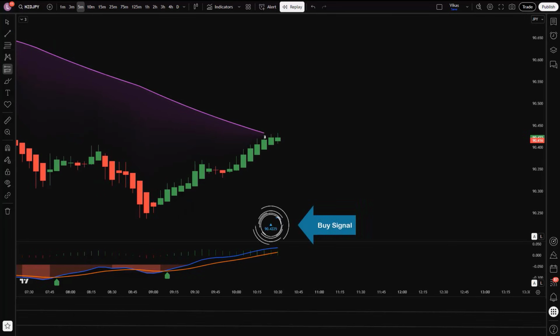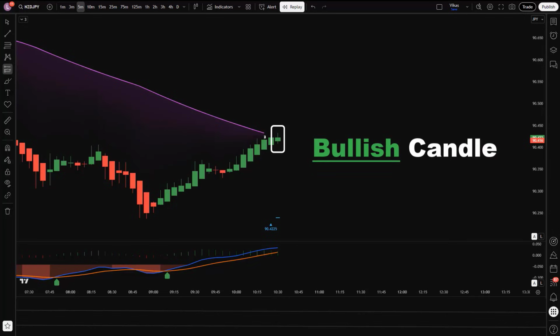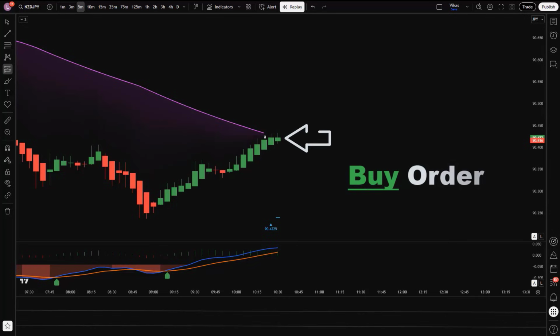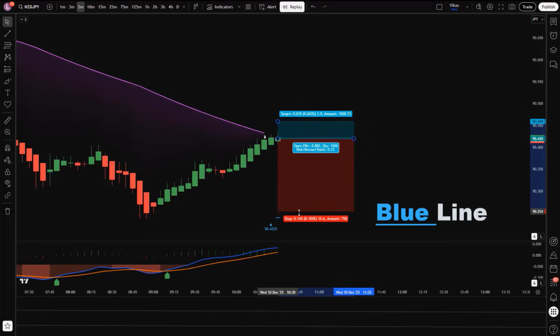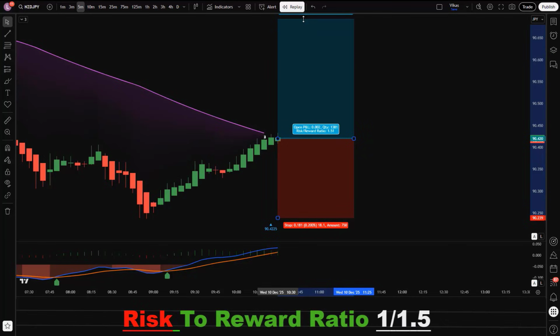When the Parabolic SAR indicator gives us a buy signal, the blue line of MACD Fake Filter RH should be above the orange line, and the market forms a bullish candle. If this condition is fulfilled, then we will place a buy order. Our stop loss should be at the blue line. And the risk to reward ratio will be 1:1.5.